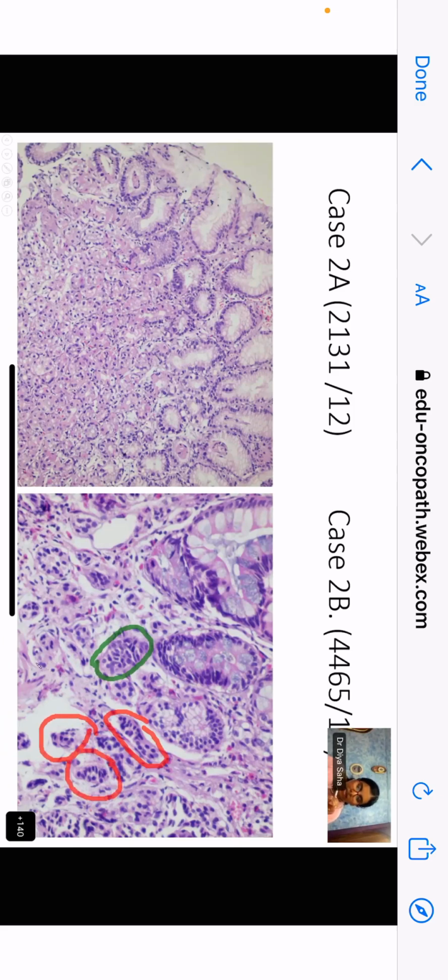Ma'am, there are many nests, and some of the cells are triangular and they have scant cytoplasm. So I thought this may be nest of neuroendocrine cells. Very good. Suveta, did you see the nests? Yes, ma'am. Oh, you did. So why did you not say that there were nests, Suveta?